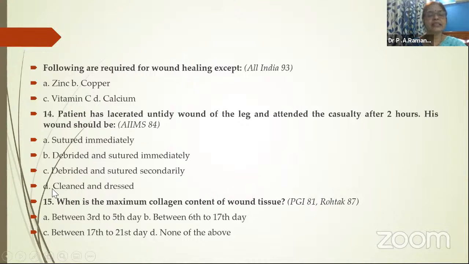Cleaned and dressed. This can also be the answer. Untidy wound of the leg, attended the casualty after 2 hours. His wound should be cleaned and dressed. I think this is the one best answer suiting. Do you agree with me, students?